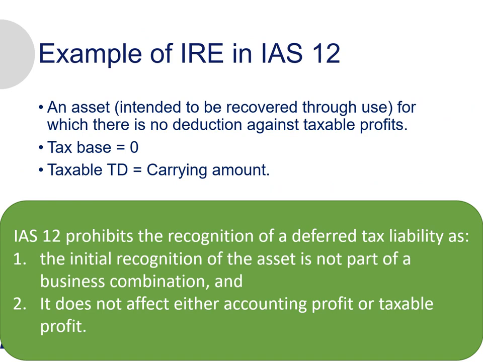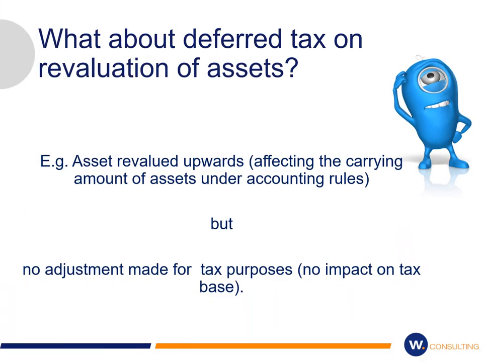Here's the example of an initial recognition of an asset or liability in IAS 12. The taxable temporary difference is zero. IAS 12 prohibits the recognition of a deferred tax liability, as the initial recognition of an asset is not part of a business combination, and it doesn't affect accounting profit or taxable profit, because there is no deduction against taxable profits for this asset. And therefore, we are saying in terms of the initial recognition exemption, that is IAS 12.